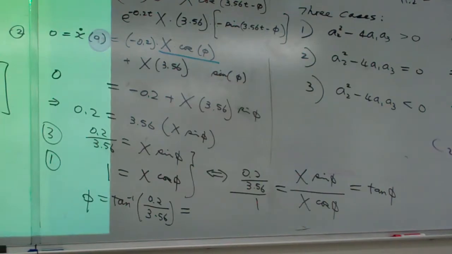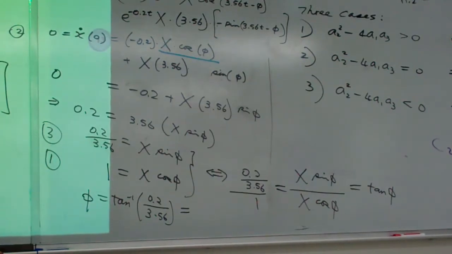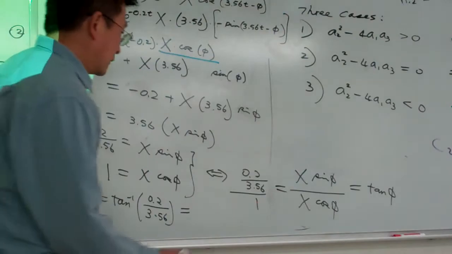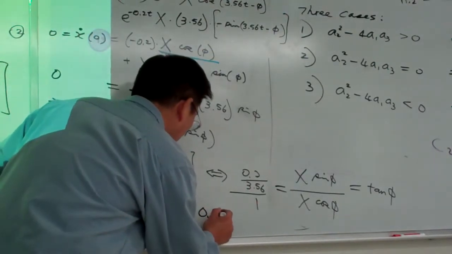I guess that is about 22. Do you want degrees or radians? Degrees. Oh. Either way, either way. Okay, in radians it's 0.0561.